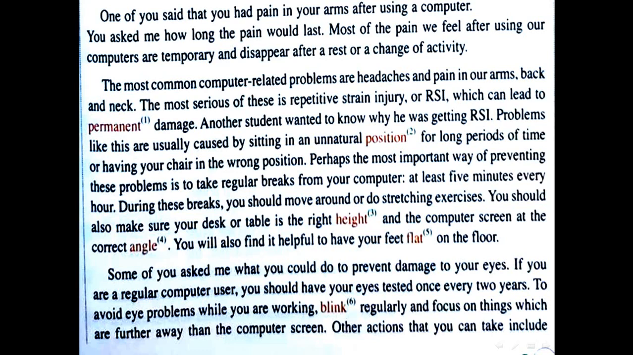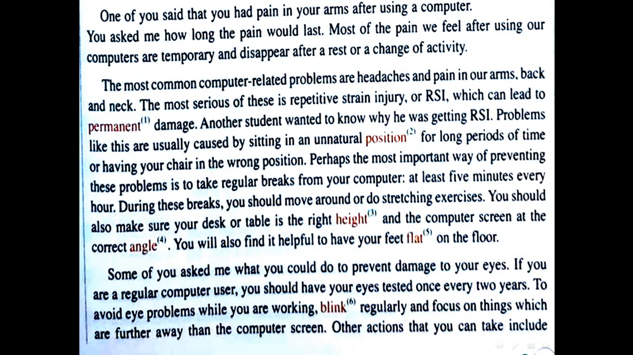Perhaps the most important way of preventing these problems is to take regular breaks from your computer, at least 5 minutes every hour. During these breaks, you should move around or do stretching exercises. You should also make sure your desk or table is the right height and the computer screen at the correct angle.